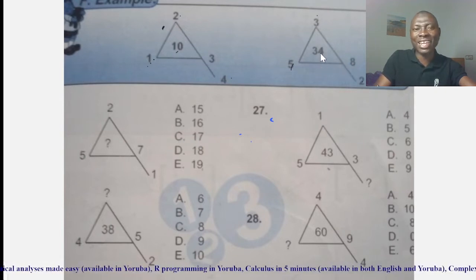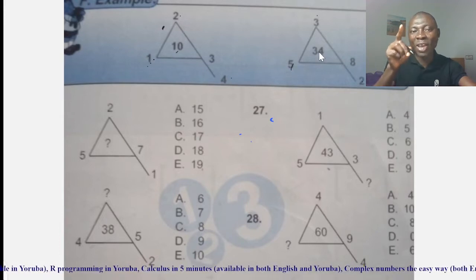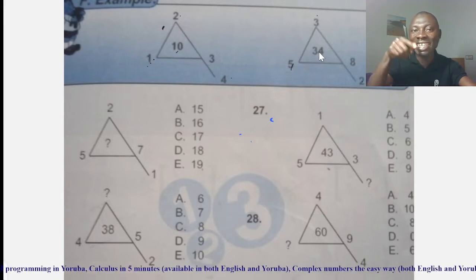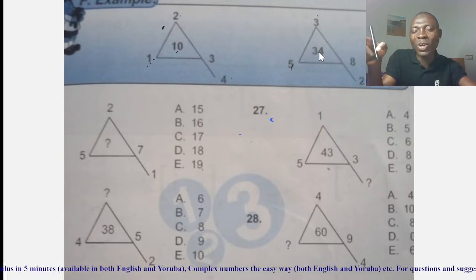But don't forget, you have to beware of the distractor. The reason why I said you have to beware of the distractor is that even if you check one of these rules, it might not work for the second example.